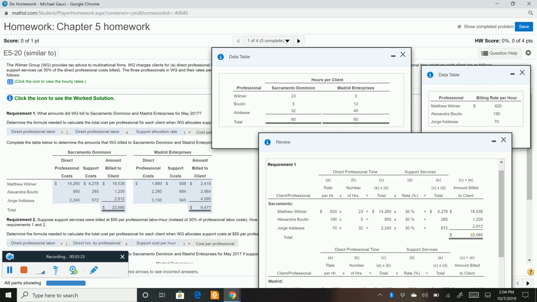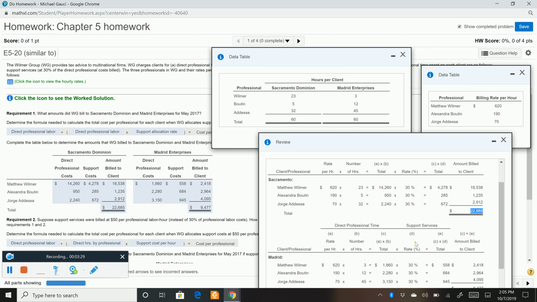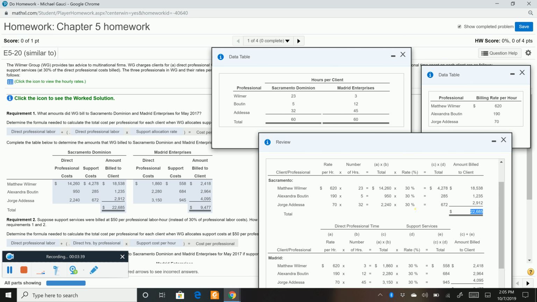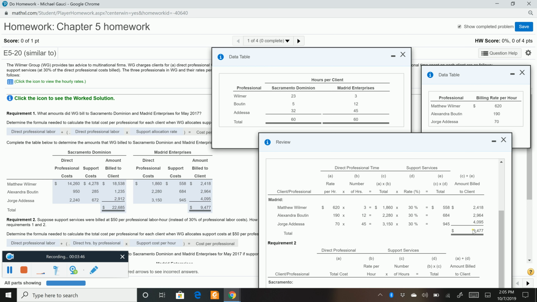So we're going to bill out a total of $22,685 for Sacramento Dominion. We do the same thing with Madrid. Take the hourly rate times the number of hours they worked and mark up 30% for support services. So using this 30% markup rate, we would have charged $22,685 to Sacramento and $9,477 to Madrid, the second client.